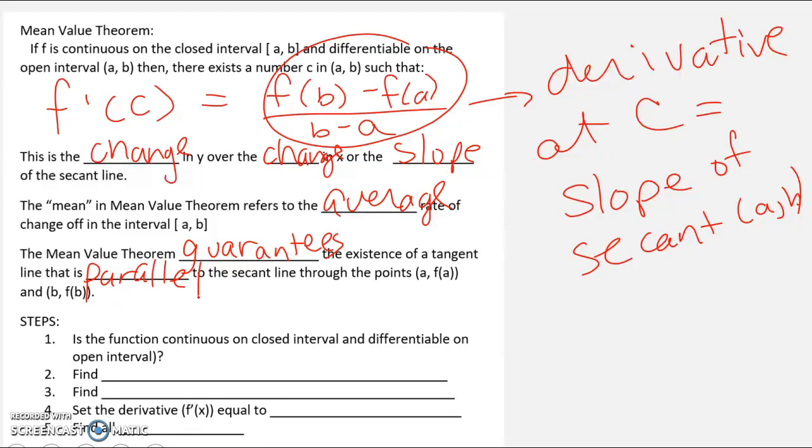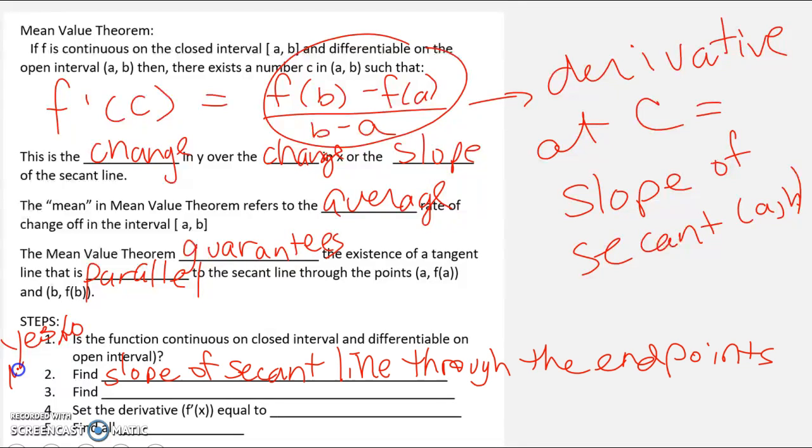Step 2. By the way, step 1 is just going to be a yes or no question. If it's yes, continue. If it's no, you can stop. Step 2, we need to find the slope of the secant line through the endpoints. I'll call this m secant. Then we need to find the derivative of the function. That's f prime of x. Step 4, we need to set the derivative equal to the slope of the secant.